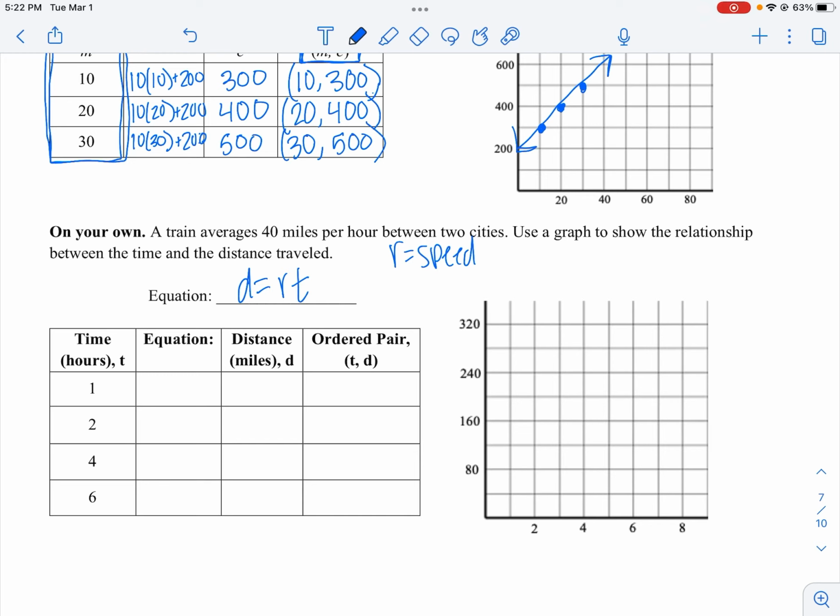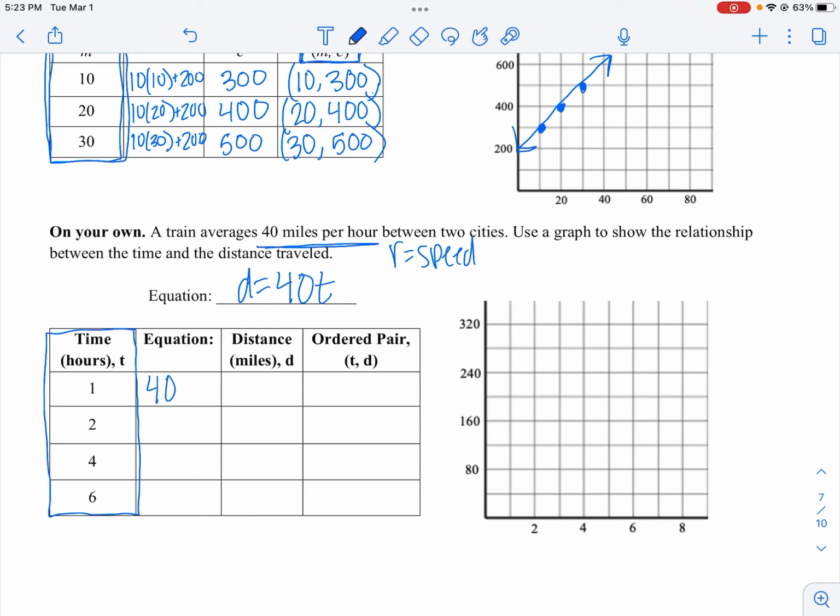So we have on here 40 miles per hour. That is our R. That's our speed that we're going. We're going 40 miles per hour. Okay, so that means we're going to erase this rate. And it's going to be D equals 40 times T. So now we know our equation. We are going to plug our times into our equation to find our distance. Okay, so our equation is 40 times T equals D. So 40 times T.